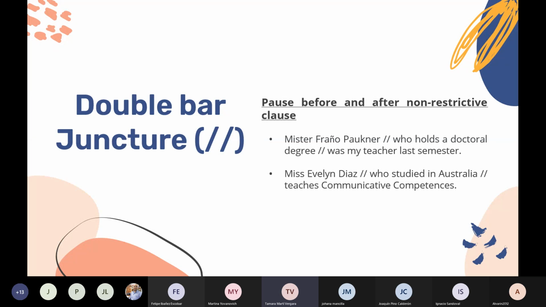Tamara here again. The pause before and after non-restrictive clause. Well, as the name itself indicates, in this type, the pause goes before and after the non-restrictive clause, as the examples below indicate. So, any volunteer who wants to read the first example?